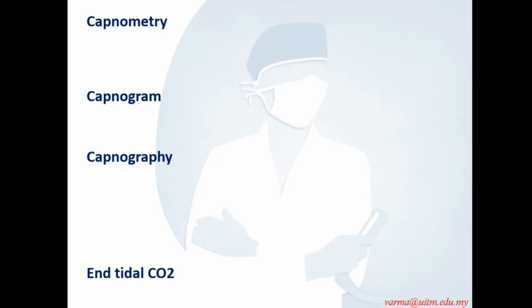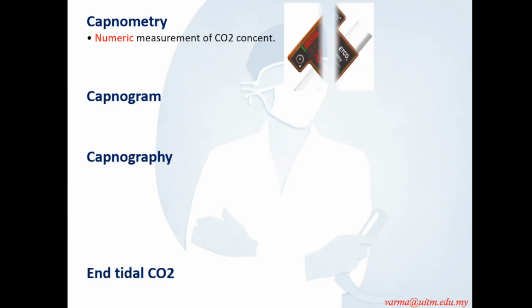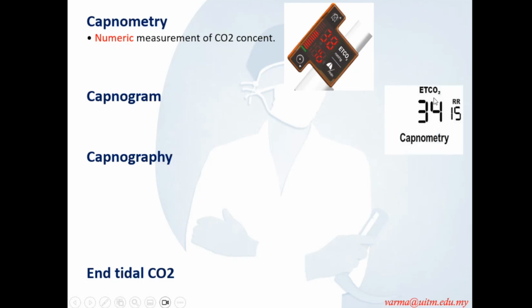So what is capnometry? Capnometry is the numeric measurement of carbon dioxide content. There is no waveform. It is just giving you a value. This analyzer is only giving you a value. This meter is called a capnometer. This is quantitative. It can also be qualitative.